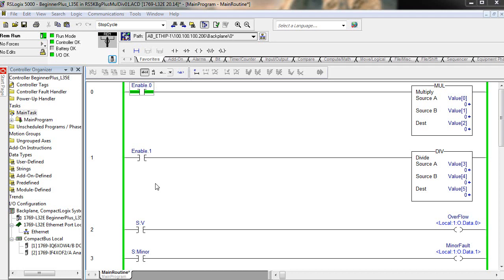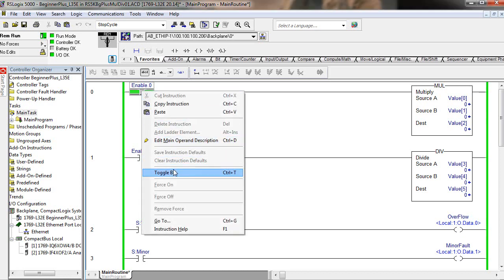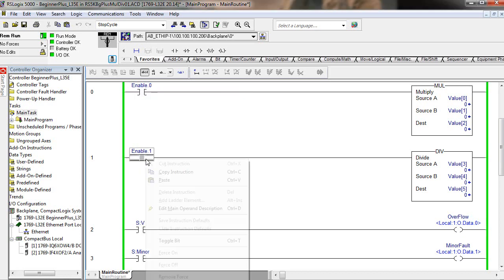Going back and forth between RSLogix 500 and 5000, you forget all of the latitude that you have in 5000 that you do not have in 500. So now this is still enabled, but you see we don't have the faults. So I will toggle that bit off, toggle this one on. Now you can see that it was dividing by 0, which is an illegal operation which causes the overflow.